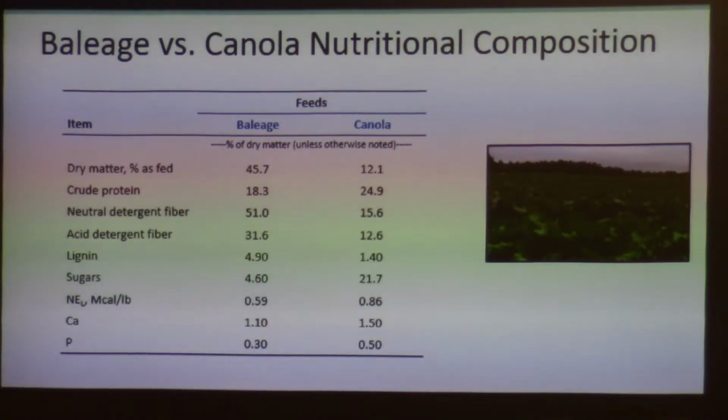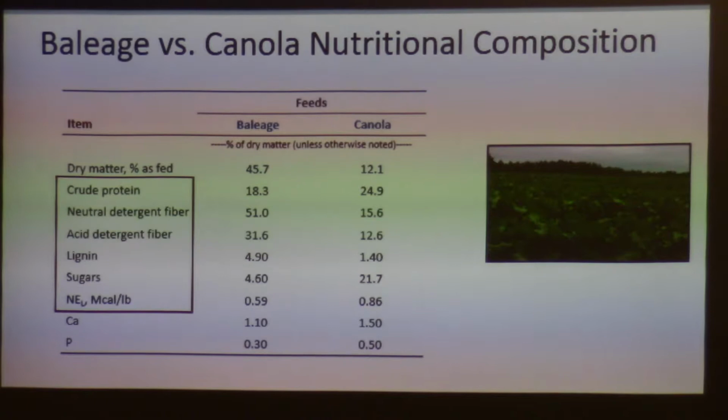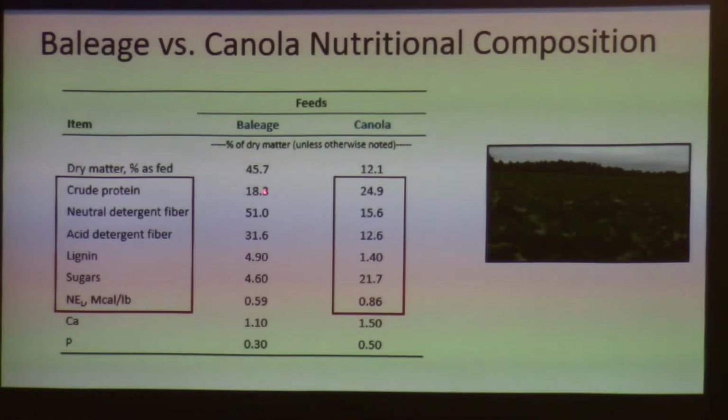Moving along, just to give an idea of the nutritional profile of brassicas, I'm using a comparison with baleage. That would be typical grass-legume baleage that is heavily used in organic farms and also conventional dairies. You can see some of the traits here. Crude protein: the baleage was high, very good quality as well, 18% versus 25%. The fibers, NDFs, ADFs, and lignin, were way lower on canola, as you can see here, right?